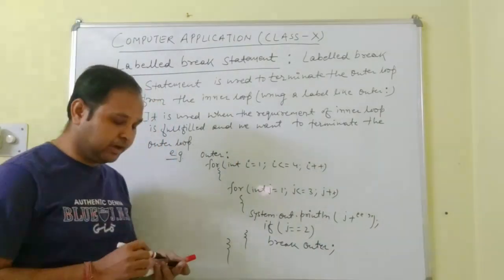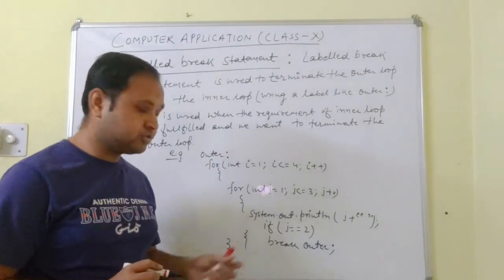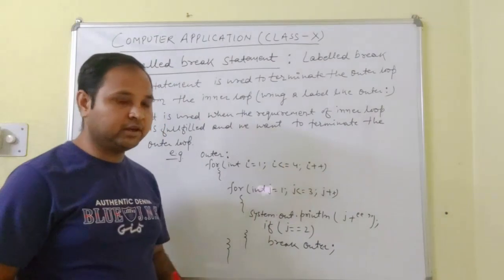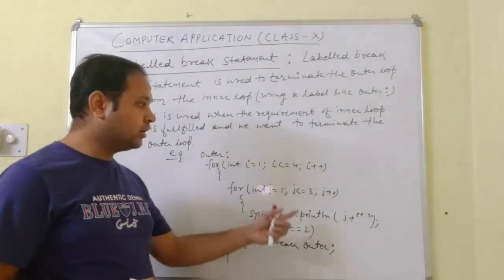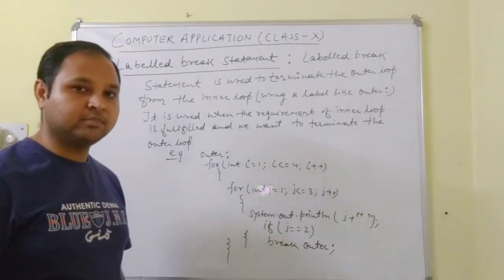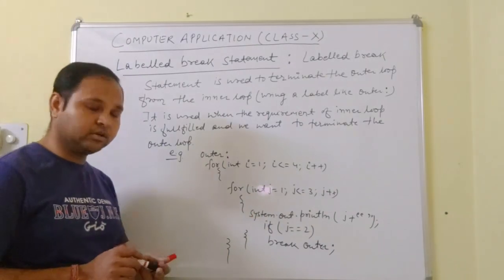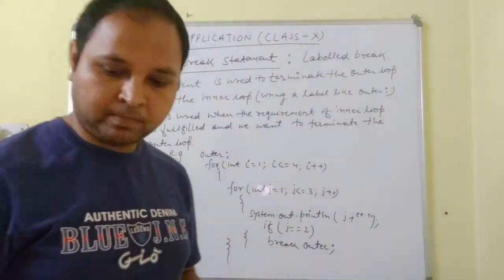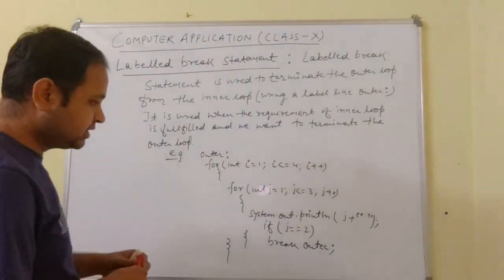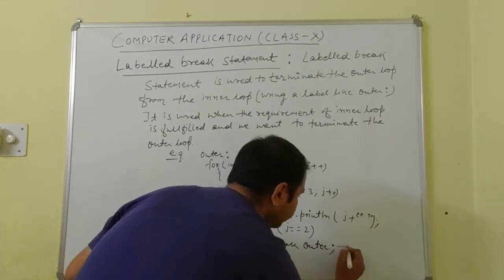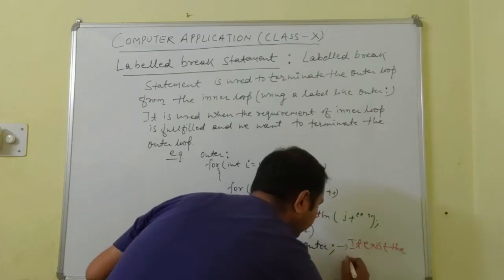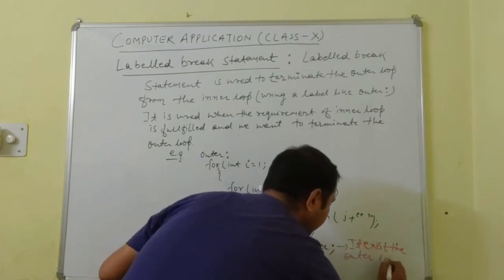So in this case, what will happen? When the value of j is 2, then it will break the outer loop. And as soon as the outer loop is terminated by using this break outer, the control comes out of the outer loop and it executes the remaining part of the statements or the remaining part of the program. So this exits the outer loop.